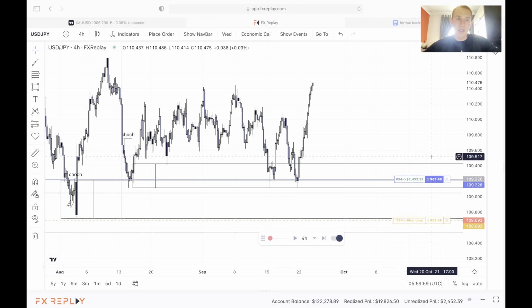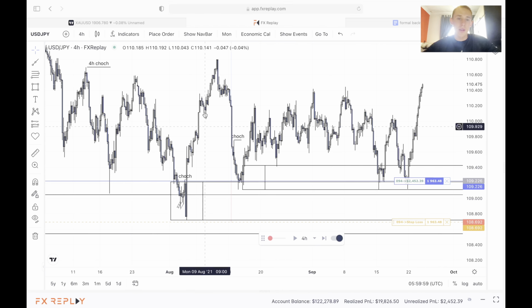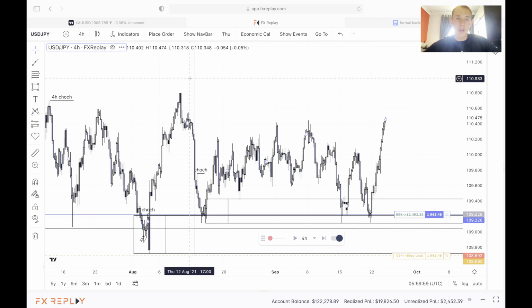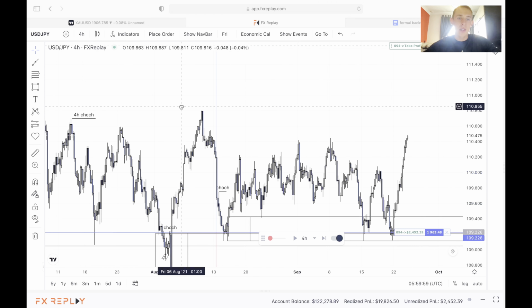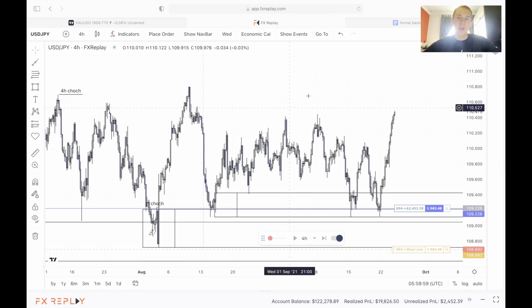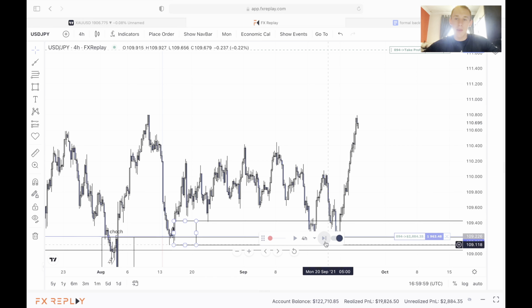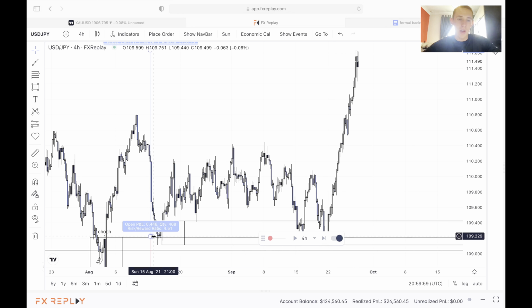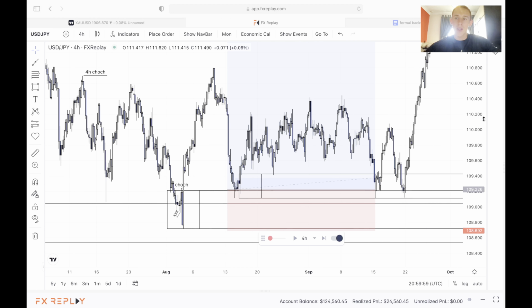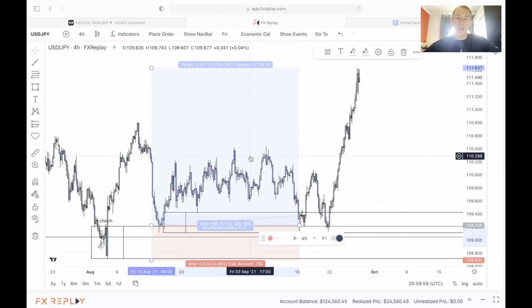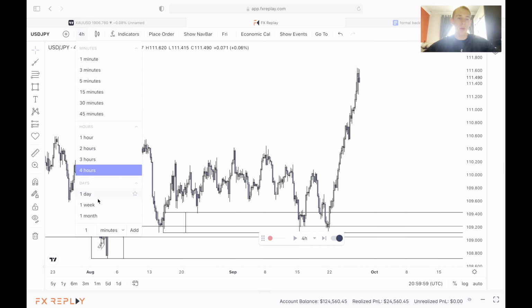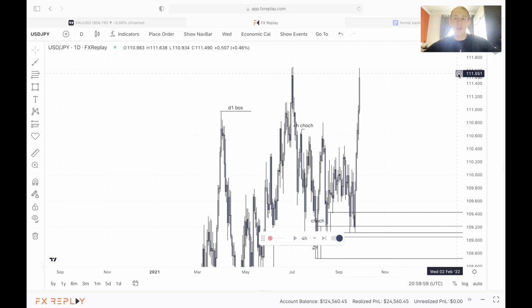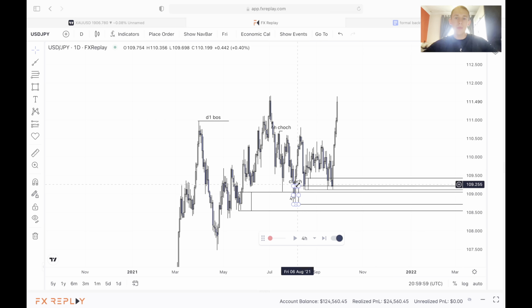And obviously we are still in our 4H swing trade up to the previous daily high. Let's see if price gives us another entry. No, price flew straight to the TP. So that was a nice 1 to 4.5 on top of that. Second entry we got. So if we delete all of this now.